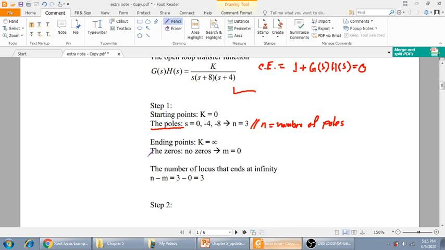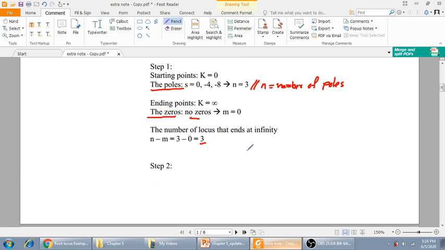The same goes for the zeros. We can find the number of zeros, which is m equals 0, because there are no zeros here. You can see at the numerator we do not have any s term, so the number of zeros is 0. The difference between poles and zeros, n minus m, is 3 minus 0, which means 3.